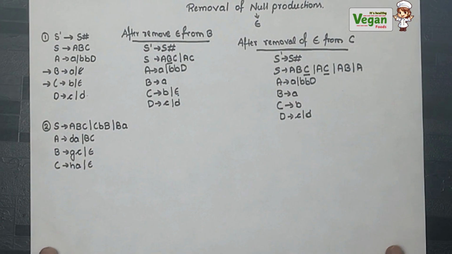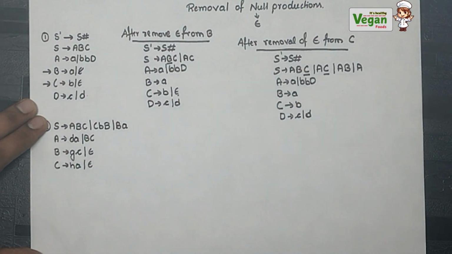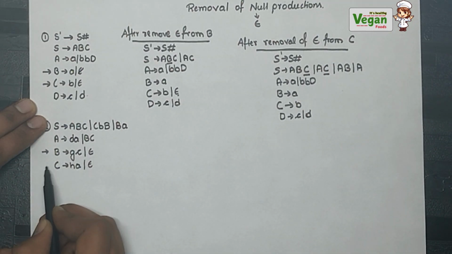Now let's jump on to the second question. In the second question also, what is my first step? First search for the epsilon. If you search for epsilon, epsilon is here and here.